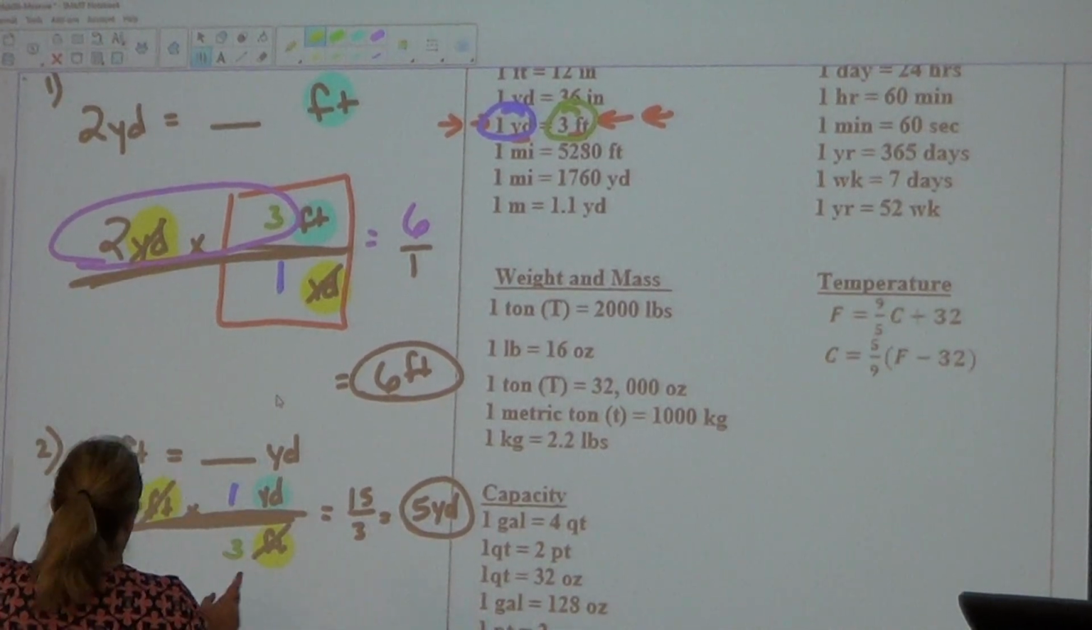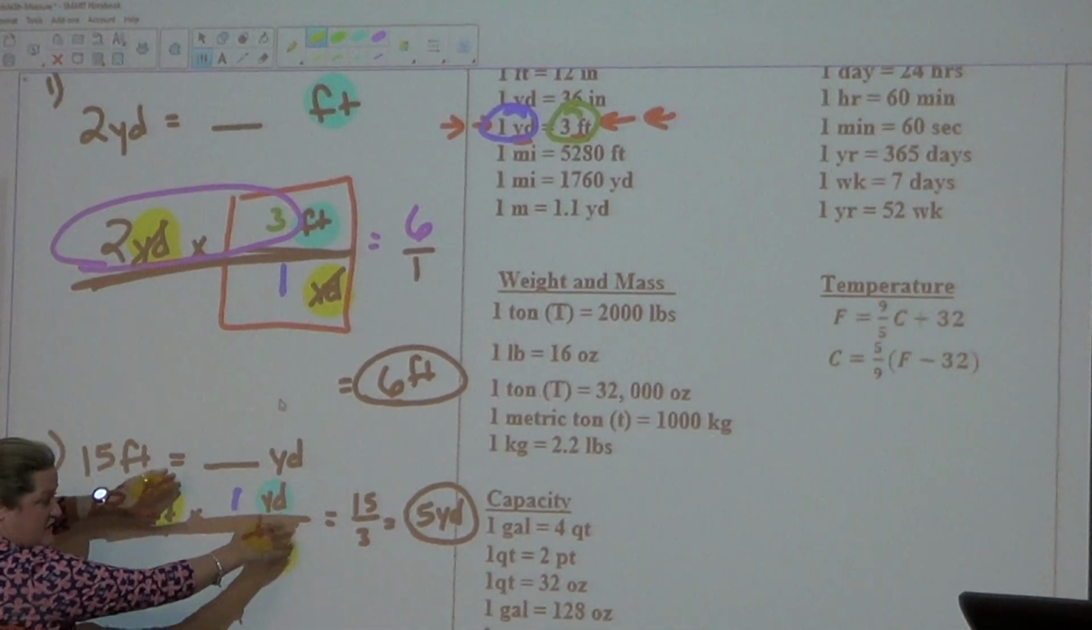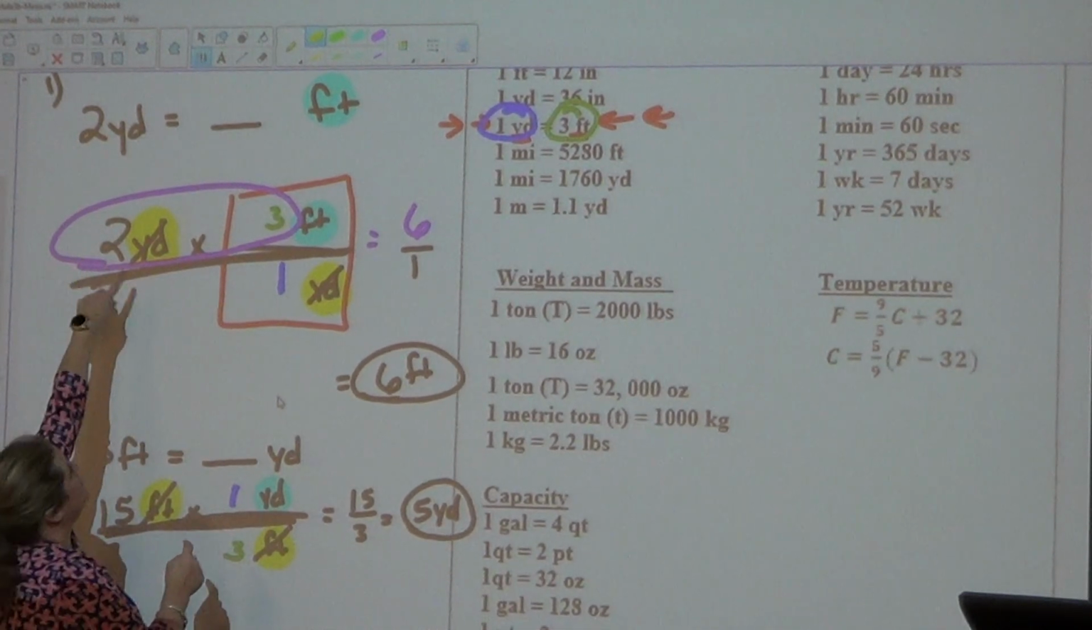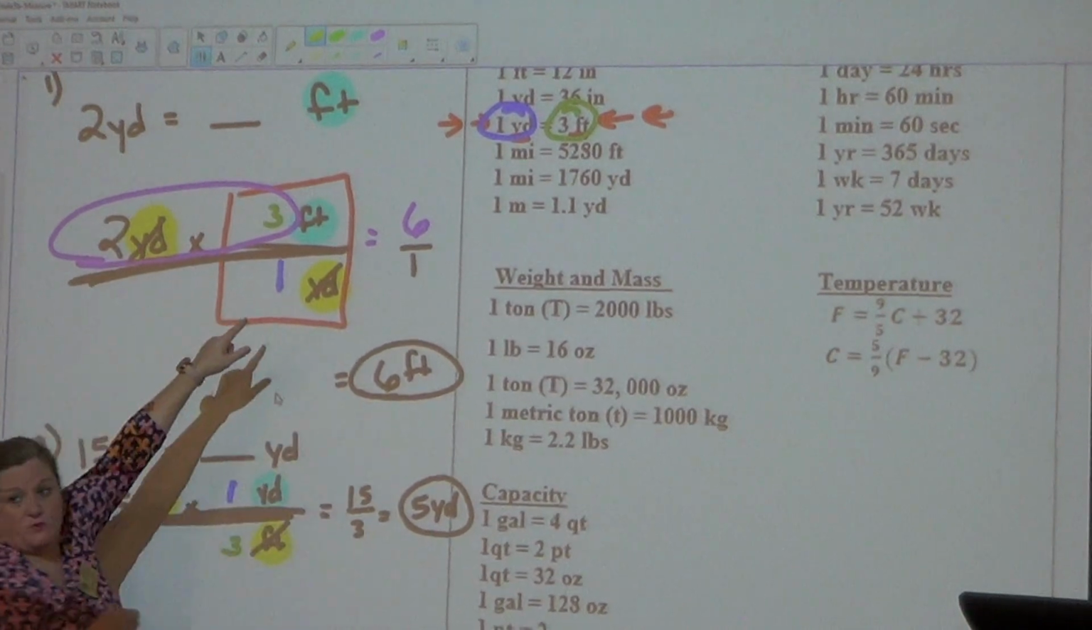And notice, Terry, we started with feet. So feet and feet cancel, and we're left with yards. Up here, we started with yards. So yards and yards canceled, and we're left with feet.